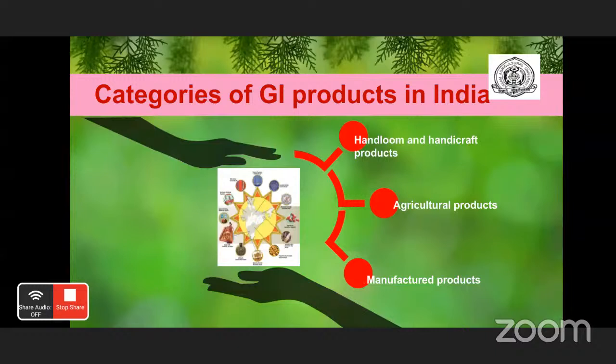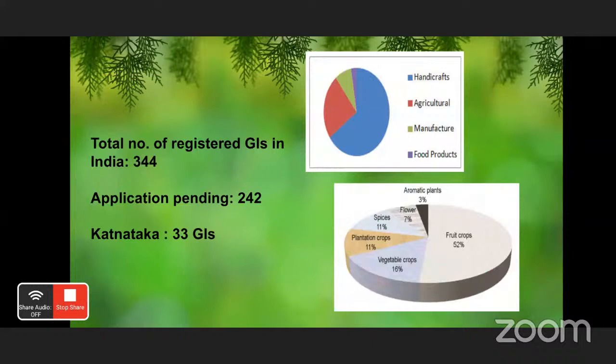Then handloom and handicraft products are very, very famous, agricultural products, and even traditional paintings, Madhubani paintings are also GI tagged products. So many things are there which can be protected under the GI Act. Till date, the GI registry, which is situated in Chennai, has registered more than 344 goods under this act, and applications pending are 242.